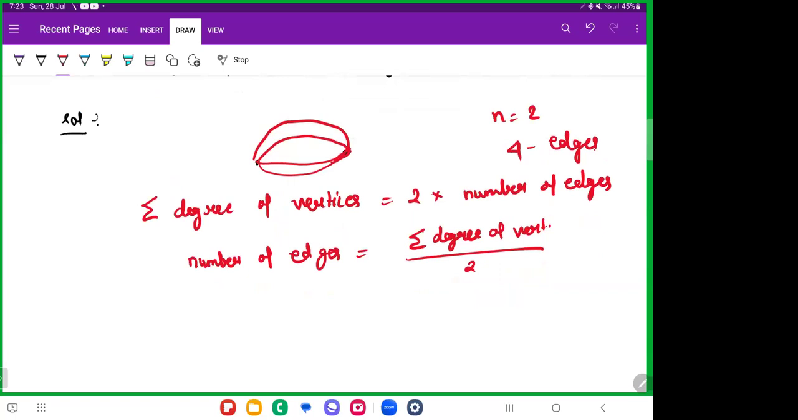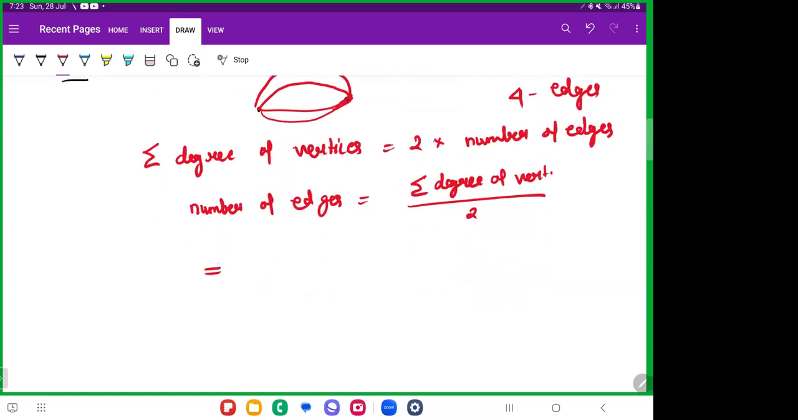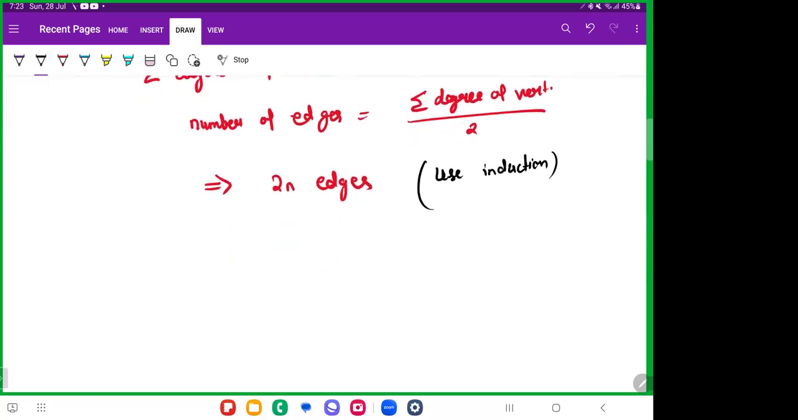I hope it is clear. So that means we have 2^n. For justification, I can just write: use induction.